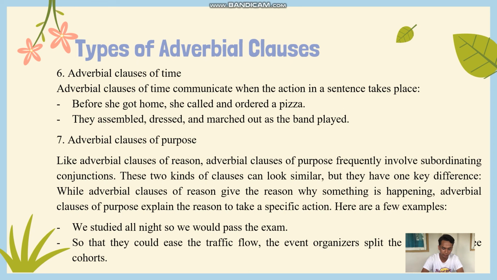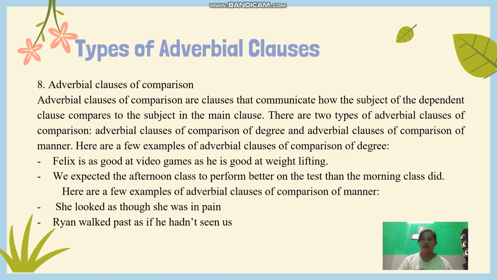And then the next one is the adverbial clause of purpose. Like adverbial clauses of reason, adverbial clauses of purpose frequently involve subordinating conjunctions. These two kinds of clause can look similar, but they have one key difference. While adverbial clauses of reason give the reason why something is happening, adverbial clauses of purpose explain the reason to take a specific action. Here are a few examples. The first one is: we studied all night so we will pass the exam.